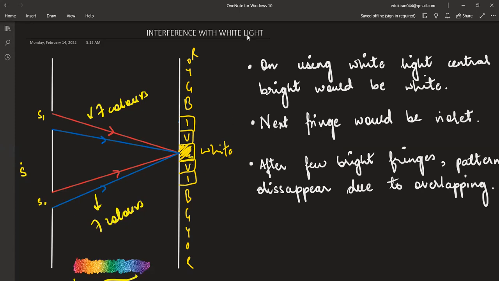Write it down. Interference with white light. This can come as a separate question to write. Okay, so make a note point, write interference with white light.